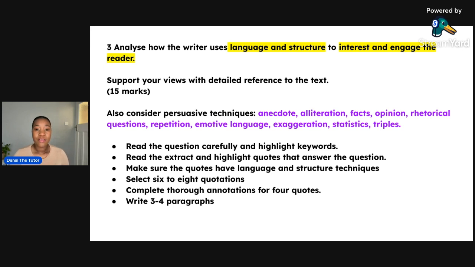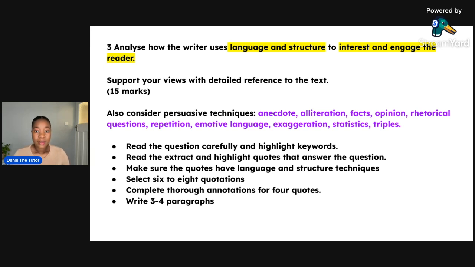And also, because it's a non-fiction paper, you can also look at other language devices that are applicable to non-fiction texts that are not applicable to fiction texts. For example, anecdote, alliteration, fact, opinion, rhetorical questions, repetition, emotive language, exaggeration, statistics, and triples. These persuasive techniques apply to all the questions on this paper except for the small questions and also question 7a, because you're not required to look at techniques for that one.